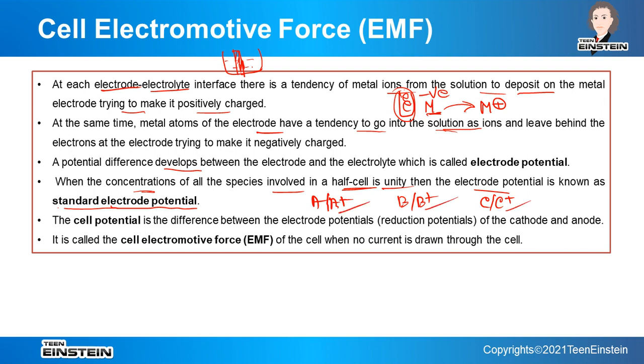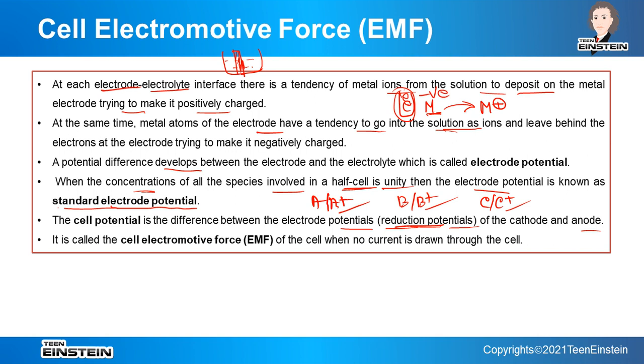The cell potential is the difference between the electrode potentials, that is the reduction potential of the cathode and anode. You might ask why not the oxidation potential of the anode. By convention, it is always the reduction potential which is considered, not the oxidation potential, just to remove the confusion. So if it is specifically mentioned as reduction potential, it is fine, but if it is not specifically mentioned, then by default you can consider it as reduction potential, because that is the IUPAC convention.